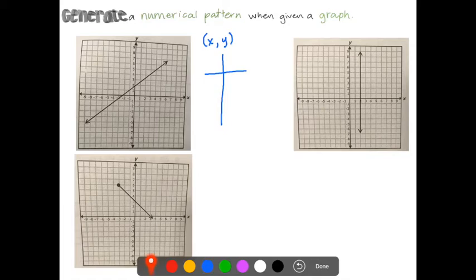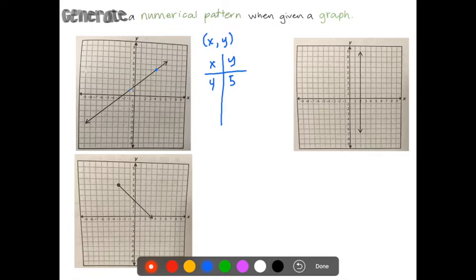So let's look at this first line. It's easier to identify the intersections. So let me pick this intersection right here. In this intersection right here, I know that the value of x is 4, and then the value of y is 5. So then what I have to do is pick a different one.